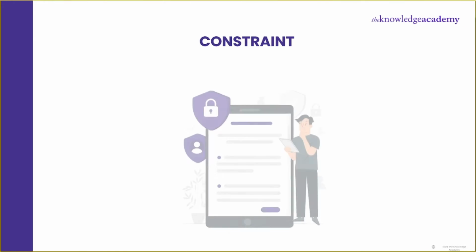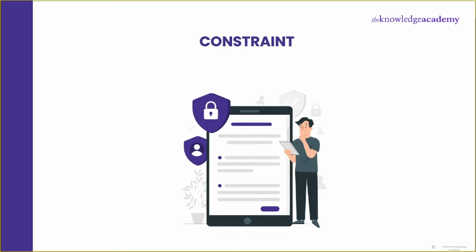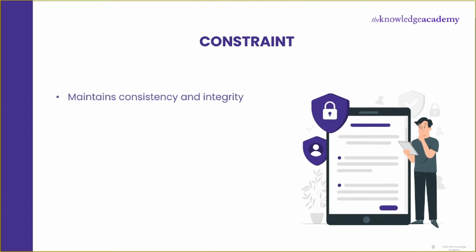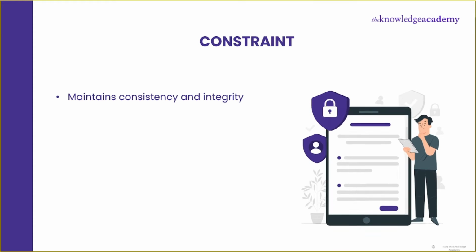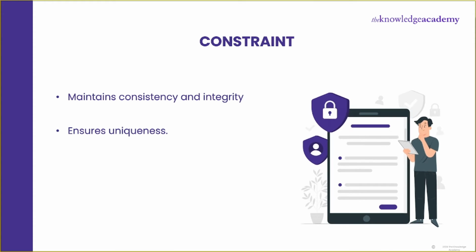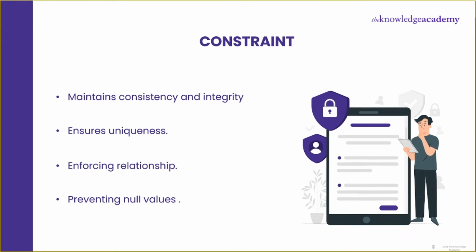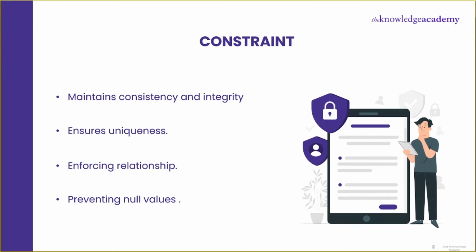All the components we discussed were essential, but what about keeping our data in check? Now that's where constraints come in. These are rules and conditions applied to our data to maintain consistency and integrity, whether it's ensuring uniqueness, enforcing relationships, or preventing null values. Constraints keep our database in line.